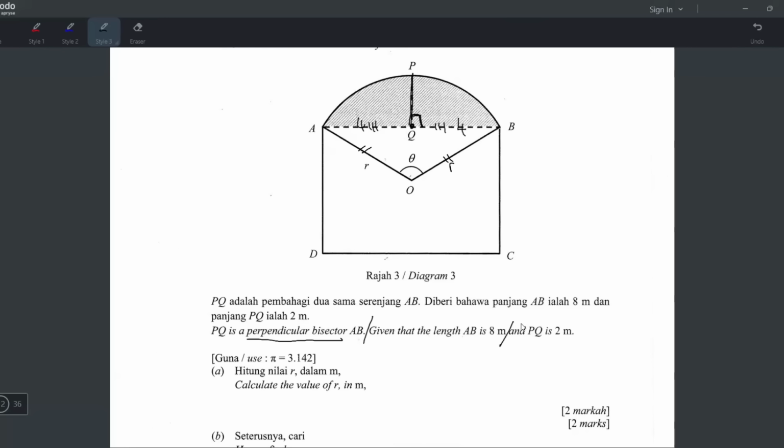And then PQ is 2 meter. Where's PQ? Okay, this is the height, the vertical line here. Okay, what else? Calculate the value of R in meter. And then they say use pi 3.142. Okay, where's the R? Okay, this one. How to do it?